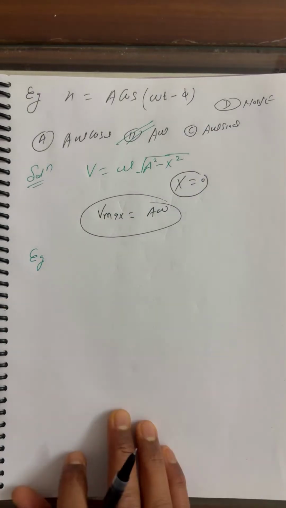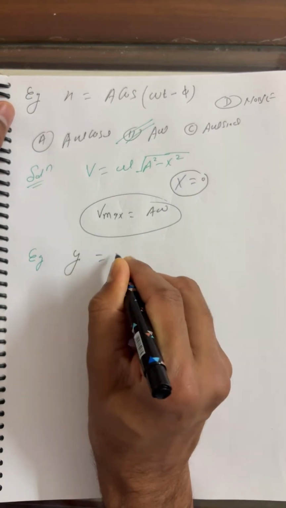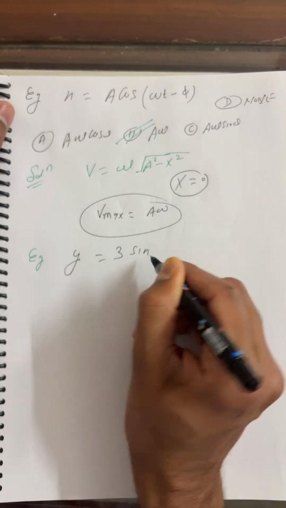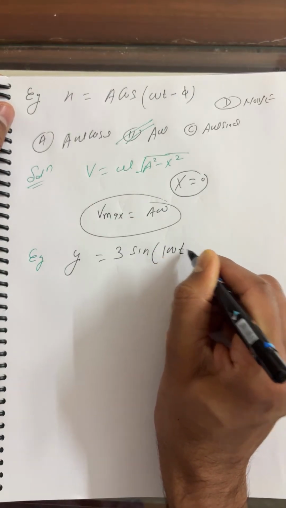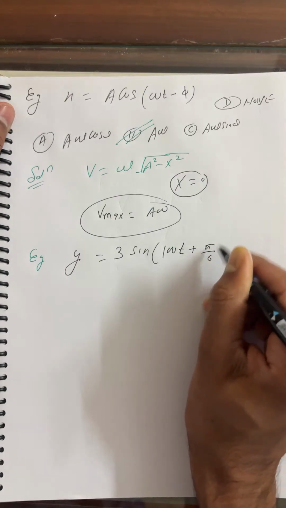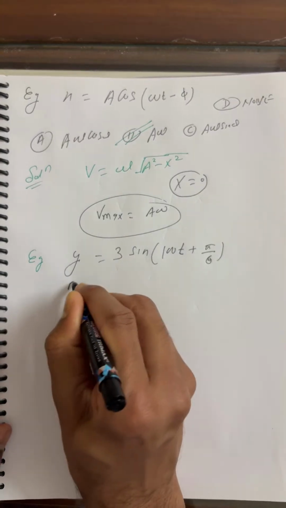Okay, so what's the question? Let us suppose the equation is mentioned here: y equals 3 sine(100 t plus pi by 6). You have to find the maximum velocity of the particle.